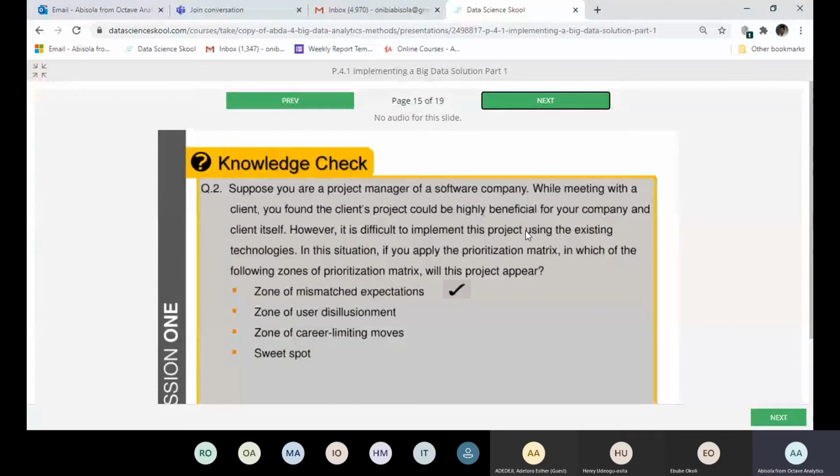In this situation, if you apply the prioritization matrix, in which of the following zones will it appear? Definitely, it is the zone of mismanaged expectations, because it's going to be highly beneficial, but it is difficult to implement. Okay, so good business value, low implementation feasibility, which is the zone of mismatched expectations. So that is the knowledge check.